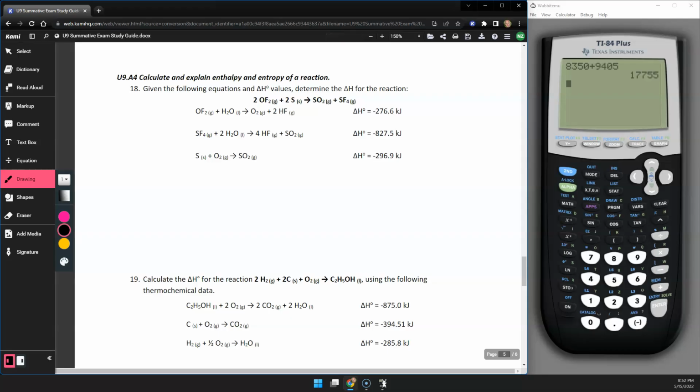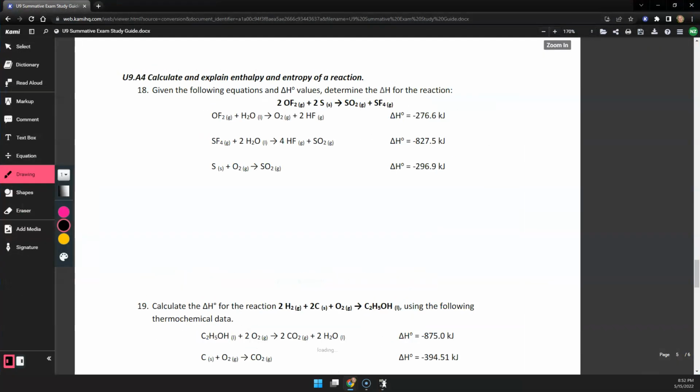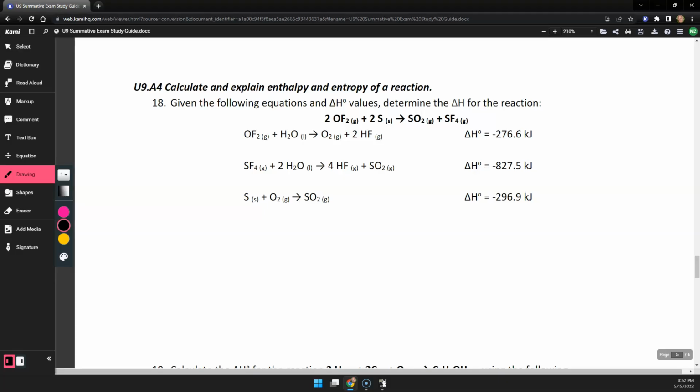Moving on. It says, calculate and explain enthalpy and entropy of a reaction. Given the following equations and delta H values, determine the delta H for the reaction. Okay, so I'm going to make this a little bit bigger here so it's easier to see. We don't need our calculator right now. So when you're working these problems, we have three different reactions, and we want to basically get this. So we want to make that out of the three reactions.